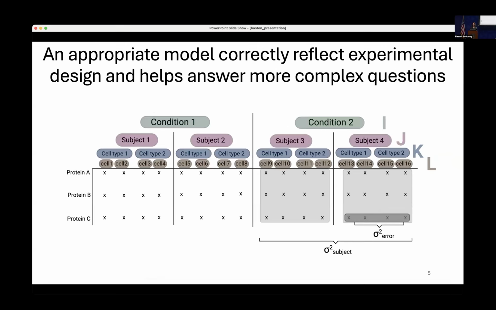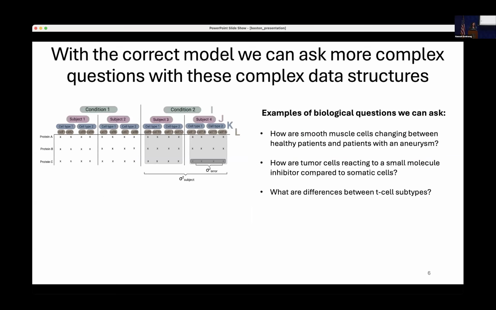So this is the data matrix showing all the features of single cell data and what we need to incorporate. So we have condition, subject, cell type, and then the cell level information. And we also have the between subject variability, so differences between people, and then the cell variability, which is differences between cells. And it is very important that we incorporate these correctly into the model to improve the model sensitivity and accurately describe the data that we have.